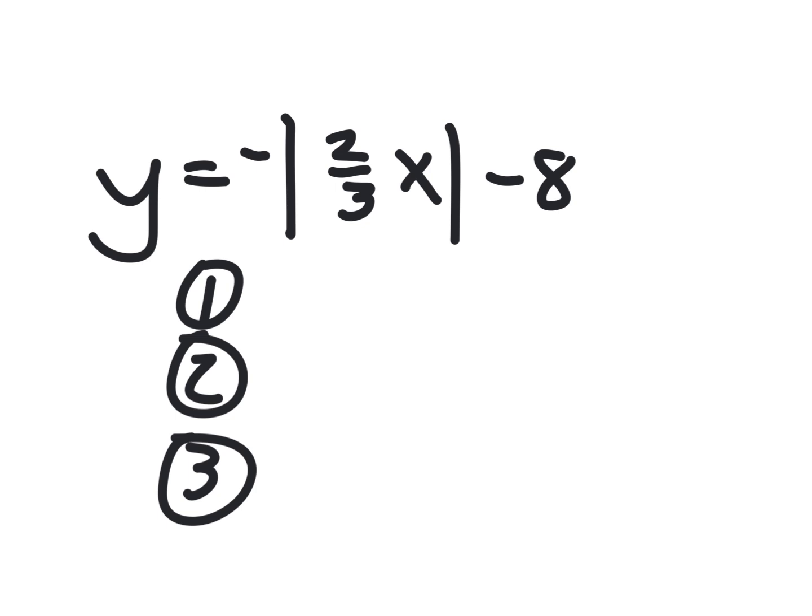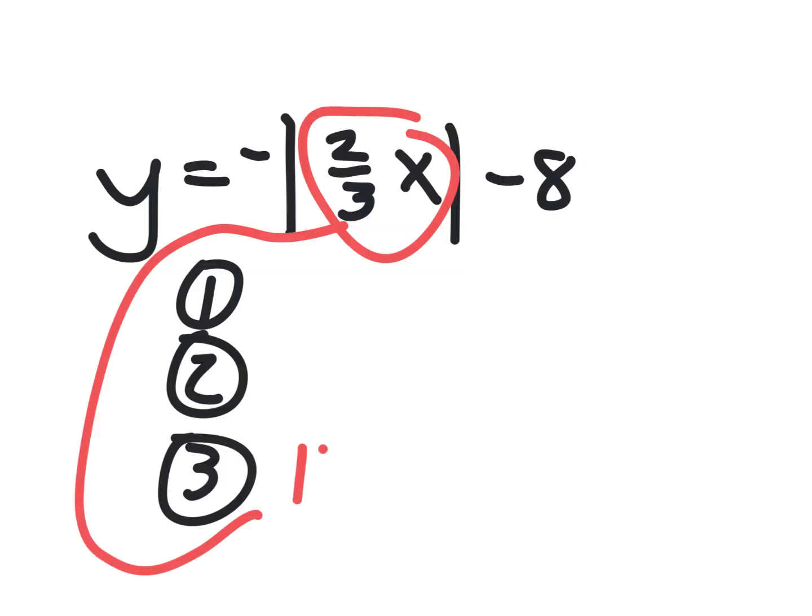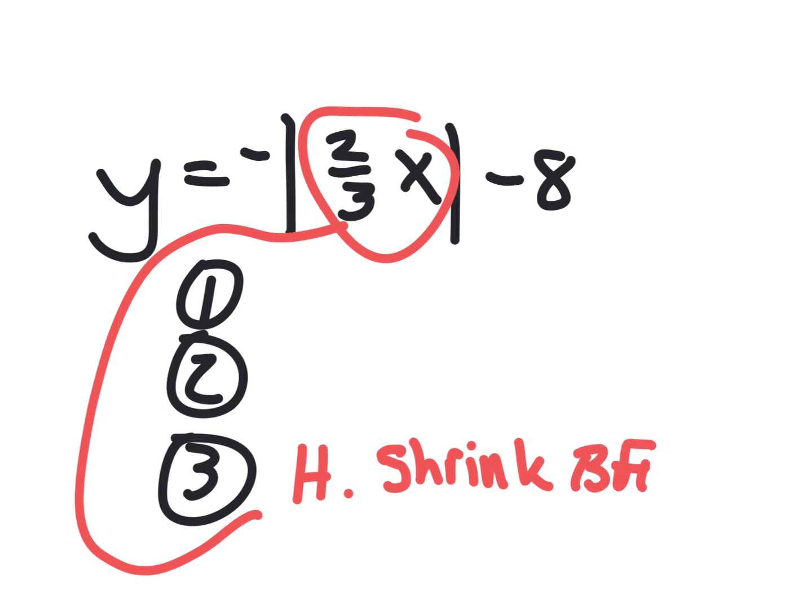Lindholm, can you tell me what has to go last? Horizontal shrink by a factor of 2/3. He said horizontal because it's on the inside. He said shrink because it's a fraction. He said by a factor of 2/3. Yeah. All right, you were close, but you got fooled by the whole opposite of what you would think thing. You didn't do the opposite of what you would think. It's not a shrink, it's a stretch.